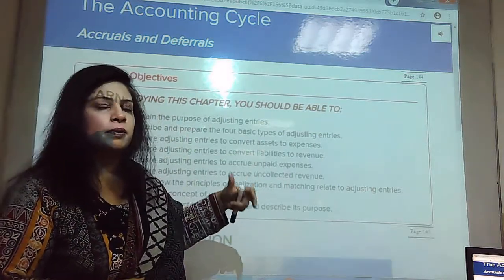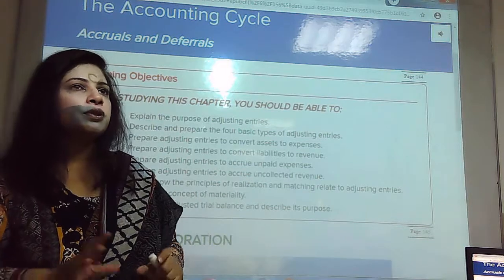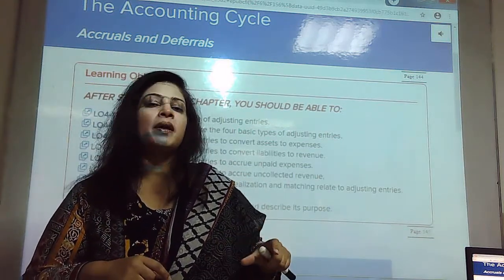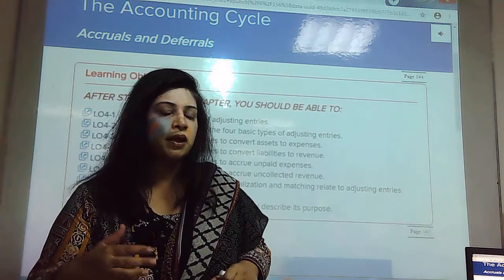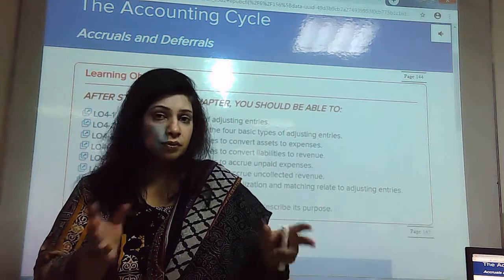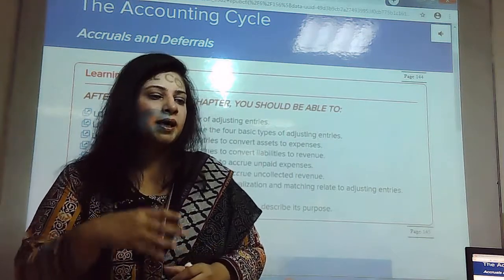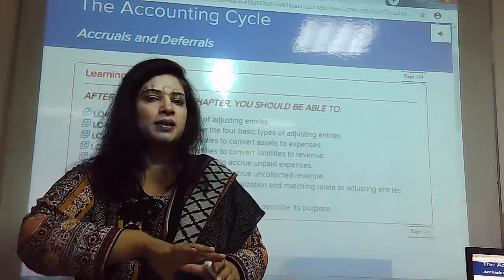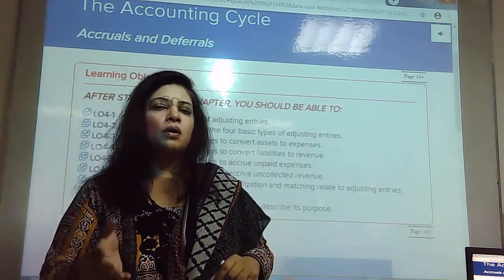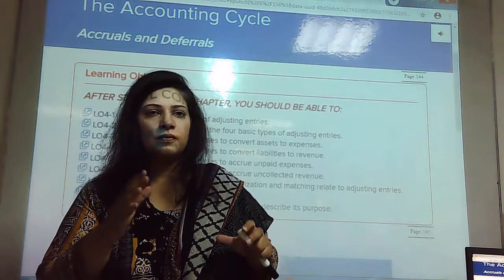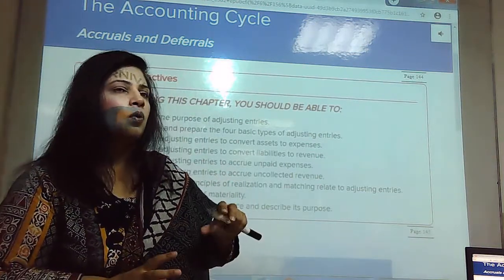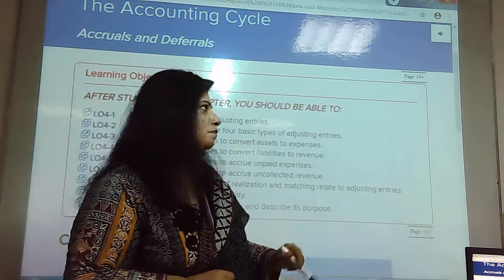Now, what is the concept of adjusting entries? First of all, you should know that any change that takes place in the activity of the business has to be recorded in a system of accounts that the company has. And from that system, it produces the financial statements, which have all the previous records of the financial activities of the enterprise. So now what does adjustment mean?